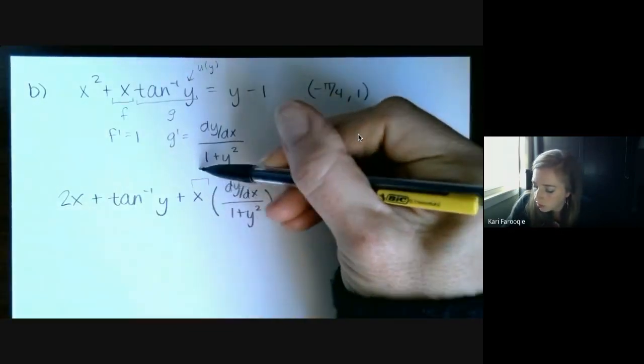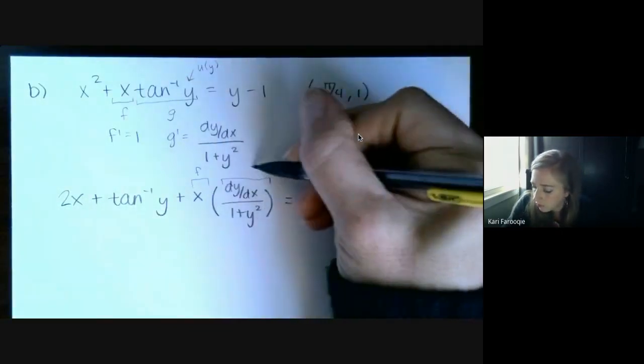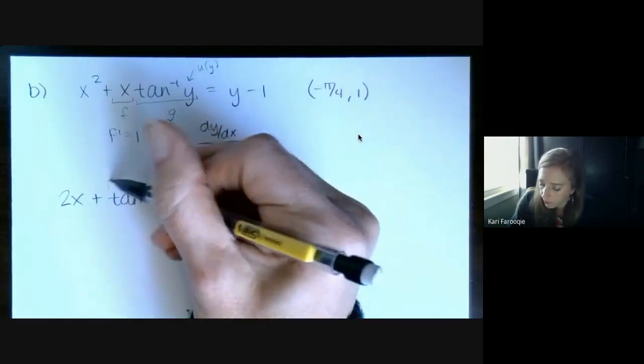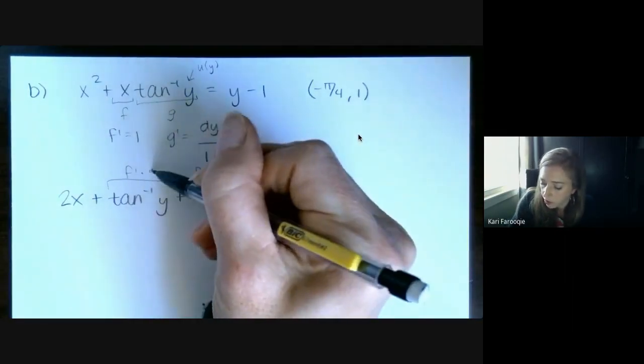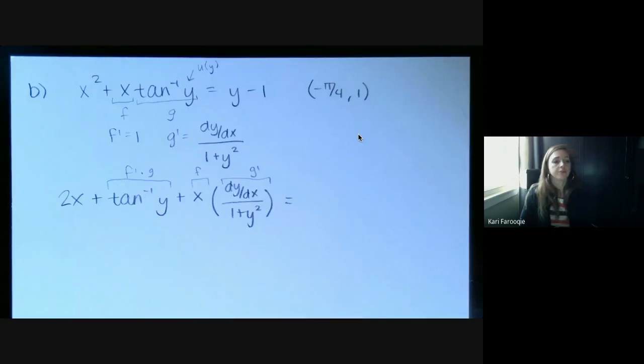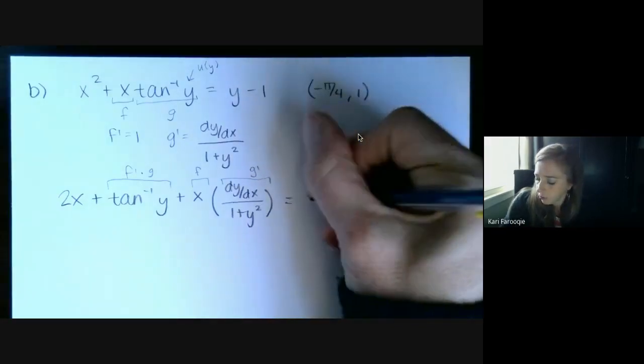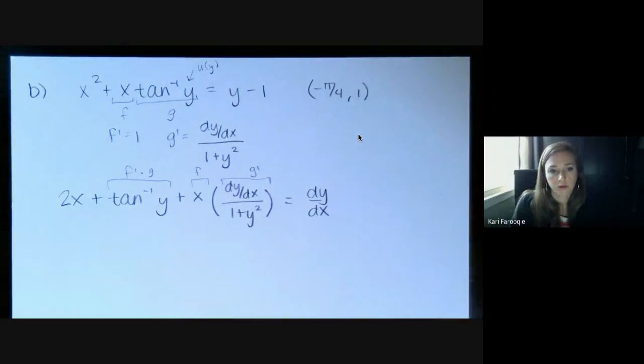So I'll label this G prime. This whole thing is f prime g. And on the right-hand side, the derivative of y is dy dx. The derivative of 1 is 0. Questions on the derivative? This is probably the hard part.